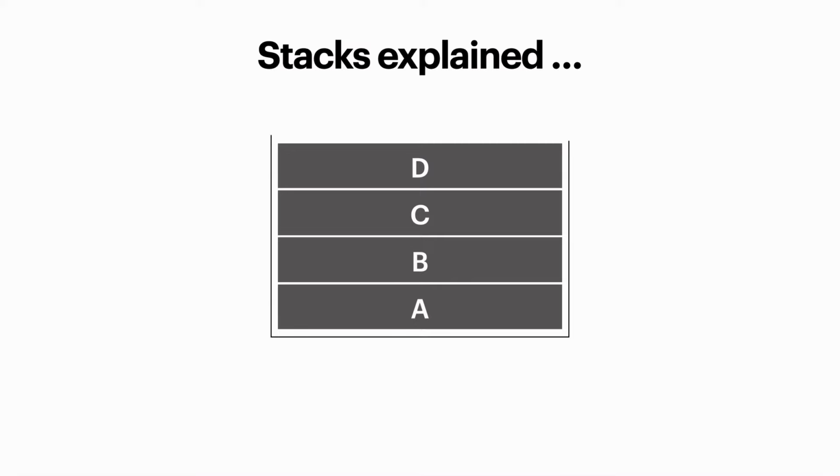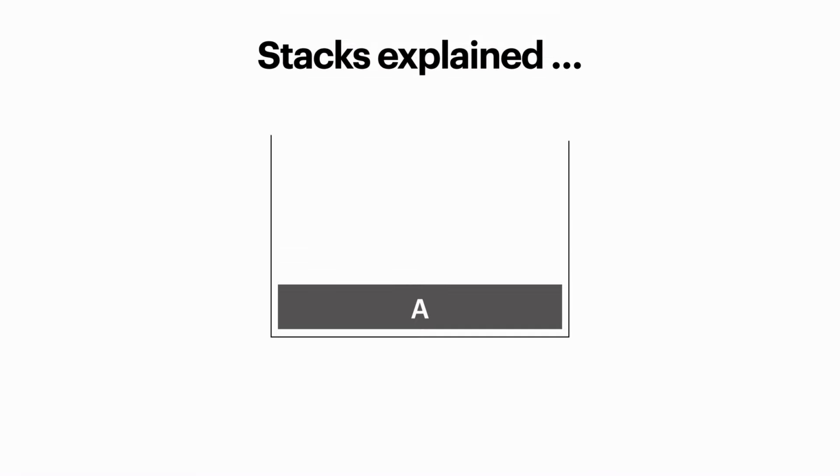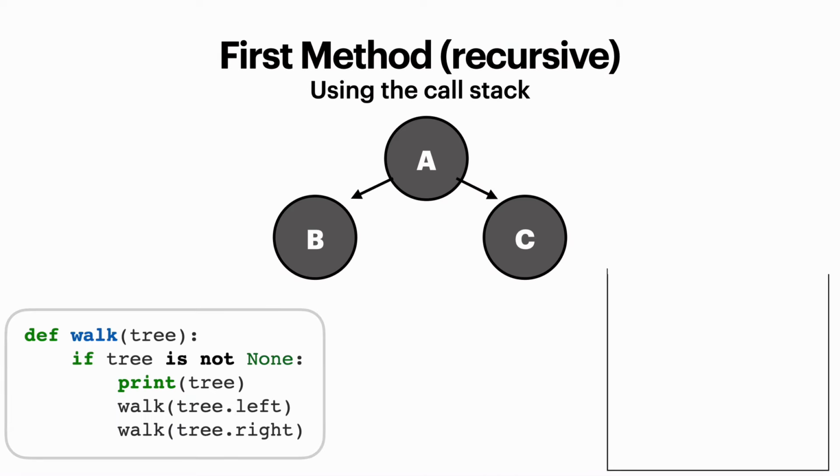In order to get items off the stack again, there's only one command we can use, and that is to pop them off, and they're popped off in reverse order. D is going to come off first because it was the last to go onto the stack, then C, then B, then A. So the first way of implementing depth-first search is to use recursion. This is the easiest way to do it and it's the most natural way.